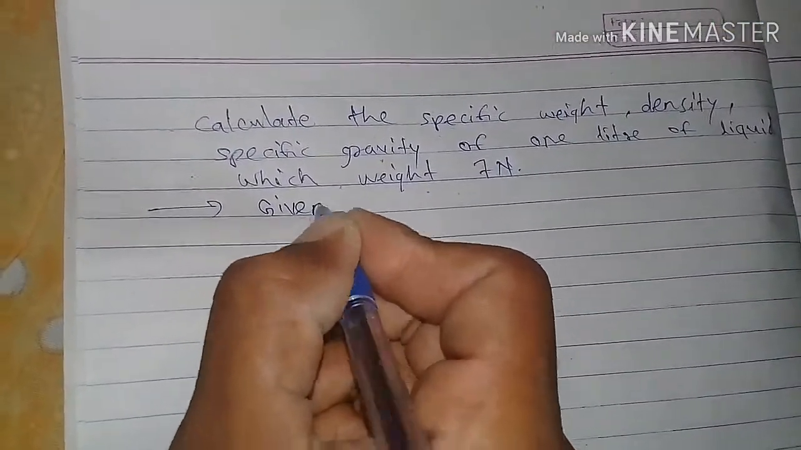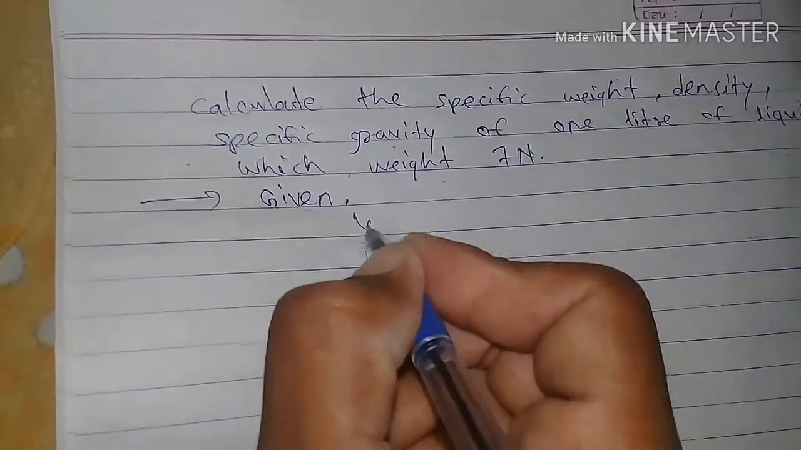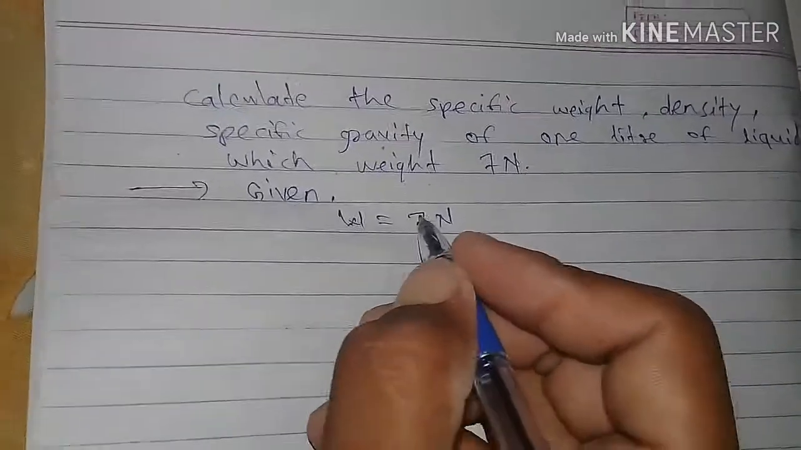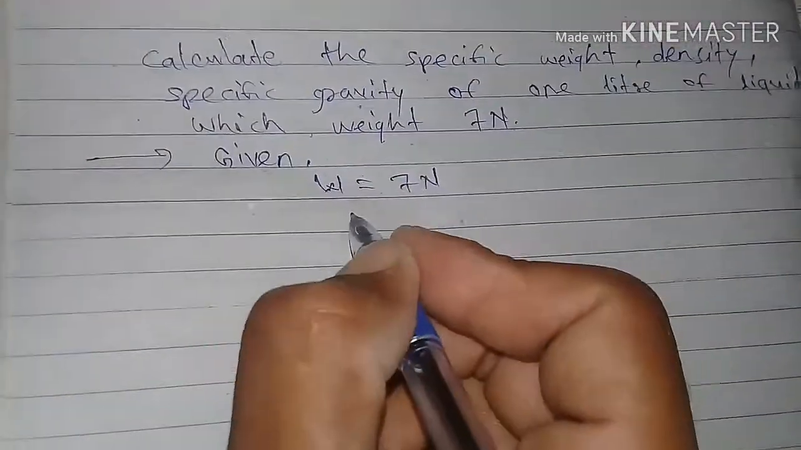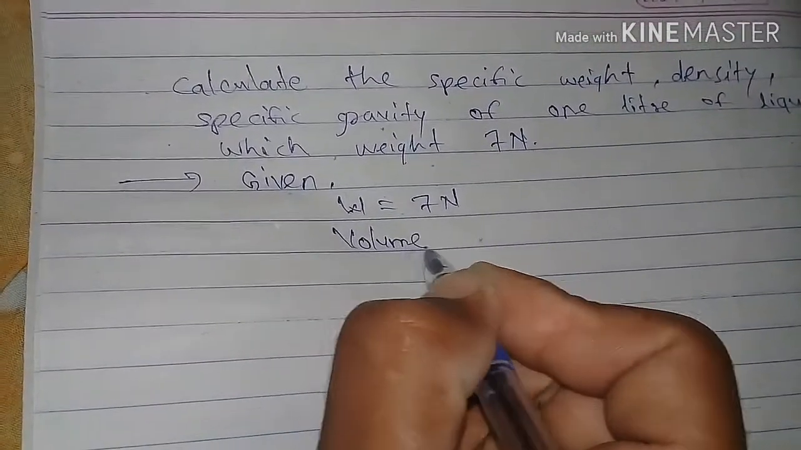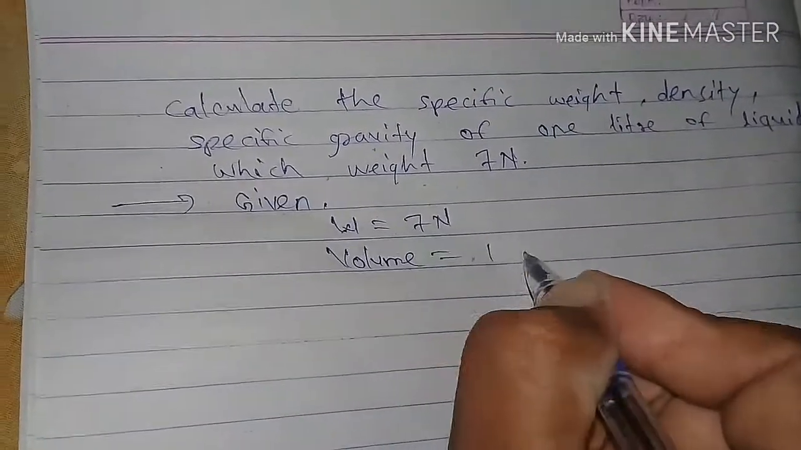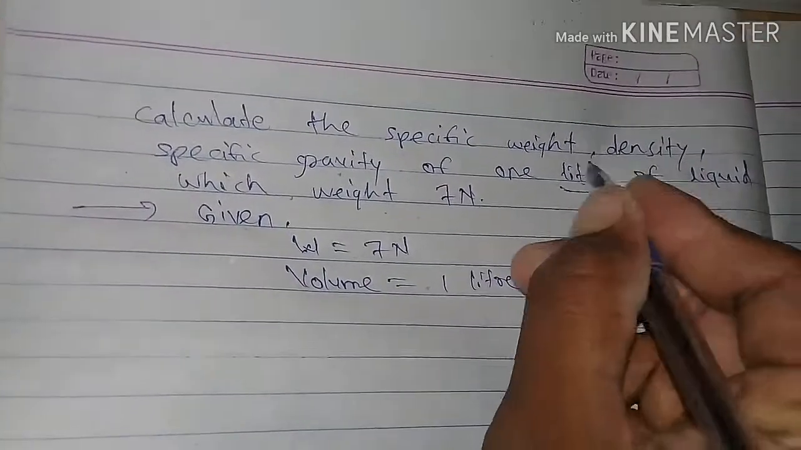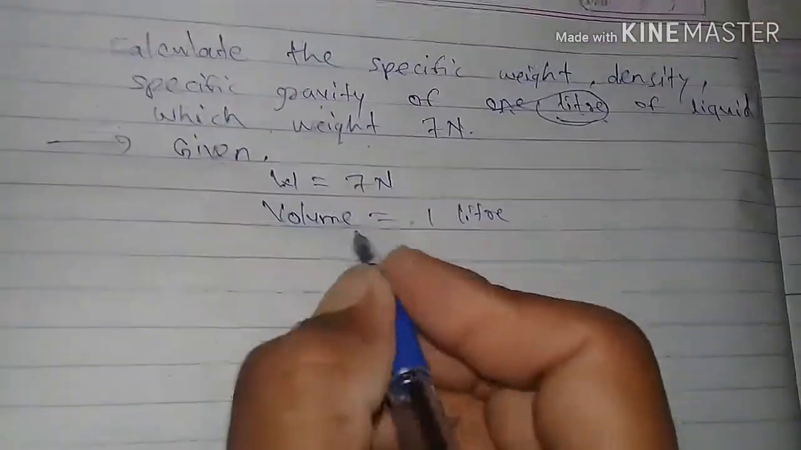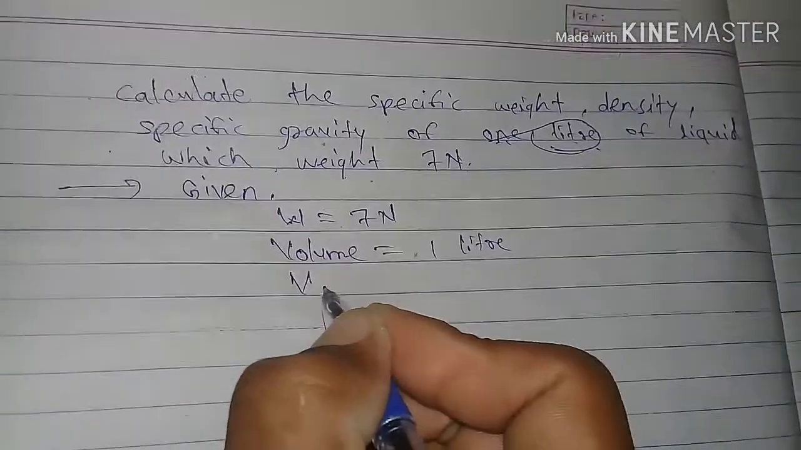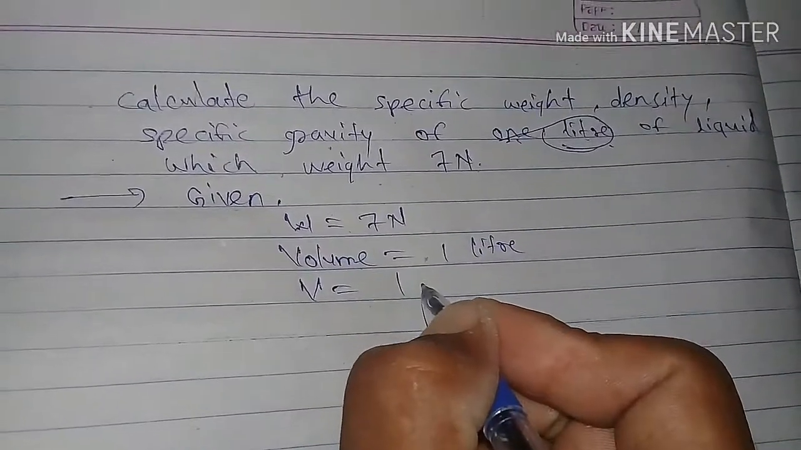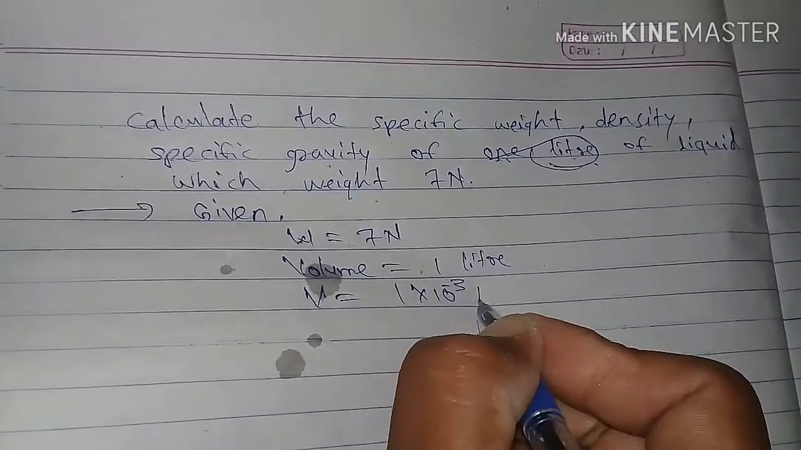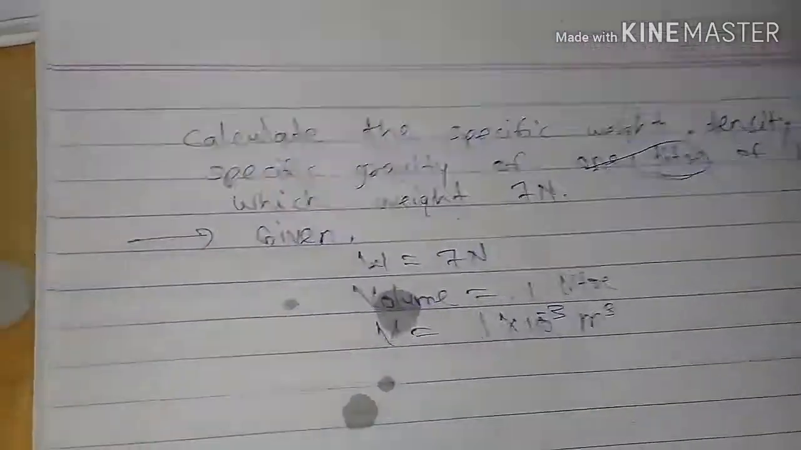Given: weight is equal to 7 Newton. Volume is 1 liter, which is equal to 1 into 10 raised to minus 3 meter cube.